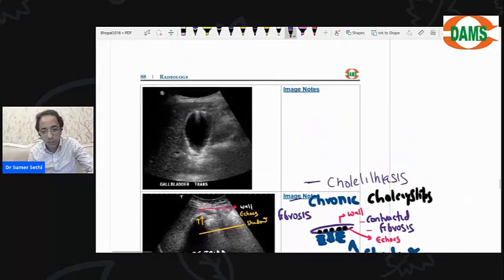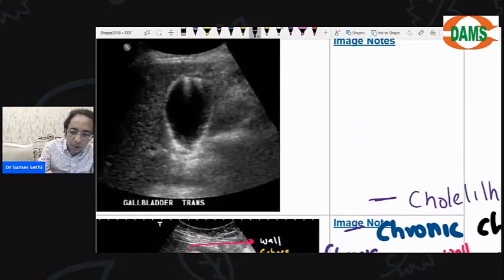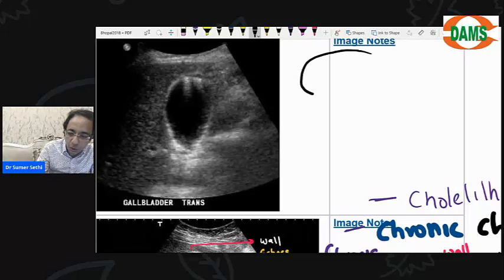Okay, now let's see an answer. Now there is one condition that you might have studied in gynae also, but it happens in gallbladder also. If this is your gallbladder mucosa, columnar mucosa, in one condition the columnar mucosa outpouches into the muscularis.